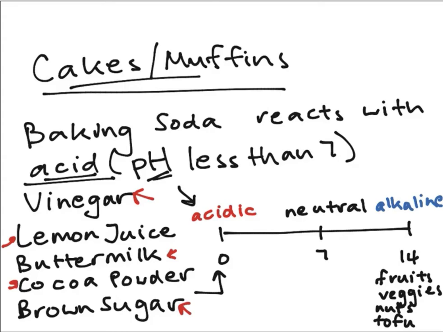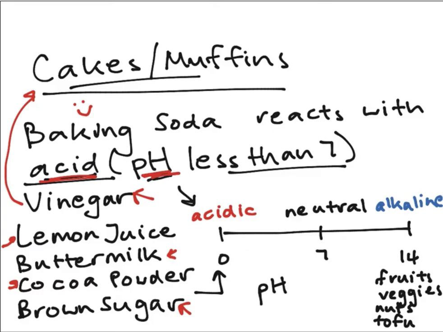Do you guys recognize these in your cakes? Like you usually put some lemon juice or some buttermilk to make it taste good, but that also helps it rise. So an acid is something that has a pH of less than 7.